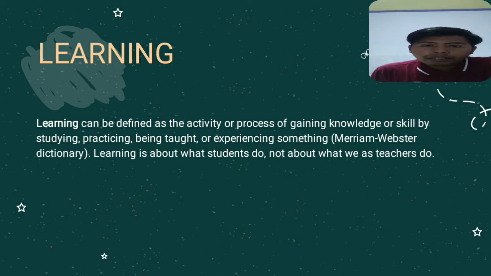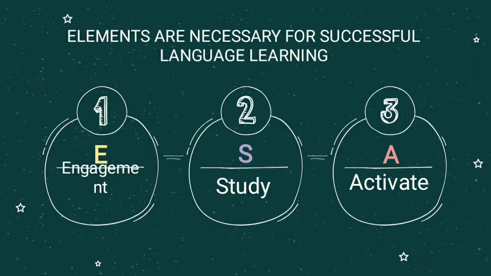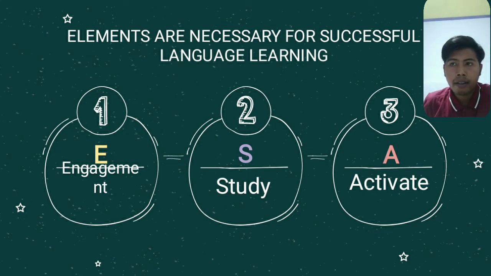The students will study something and then try to practice what they have studied and try to get the experiences from that. So learning is about the activity that students do. Three elements are necessary for successful language learning. They are engagement, study, and activate.